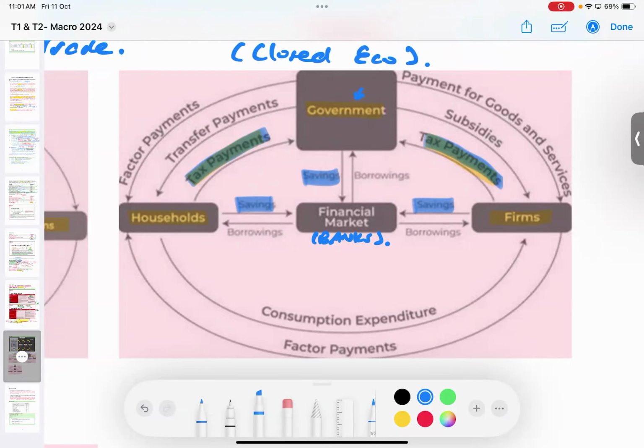Now after that, government can give transfer payments to the household, to those who are in need, to those who are unemployed. At the same time, government can give subsidy to firms as well to reduce costs and increase output. And government can provide factor payments to household as well, because household can work in the government agency. So if household works in a government agency, they can get factor payments, and government can buy goods and services from firms as well. But what's different here is you can see there's tax payment.